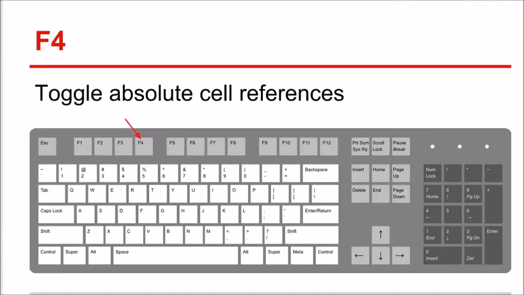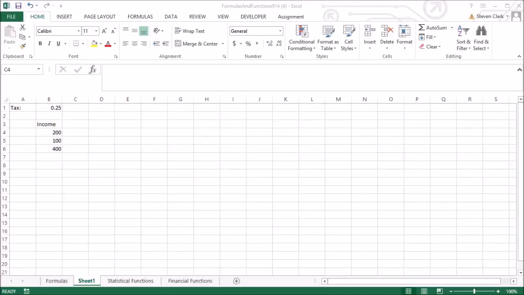For the next two sections, I assume that you understand how absolute and relative cell references work. If you do not, you should go to chapter 2.1 to read about it. The F4 key can be used to toggle between the different types of cell references. I have created this simple example to show you how you might use the F4 key. So, I want to multiply this tax rate by my income. So I'll select income multiplied by tax rate.